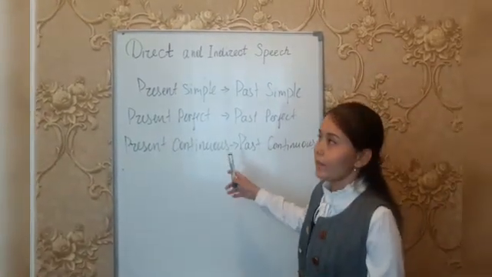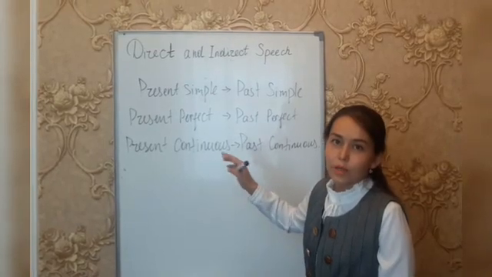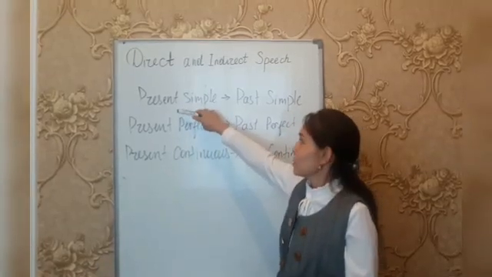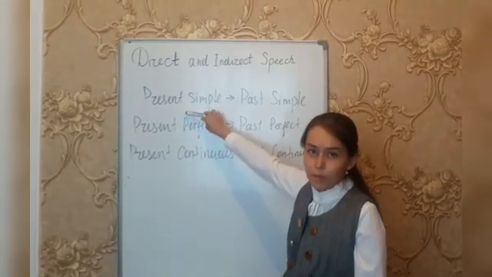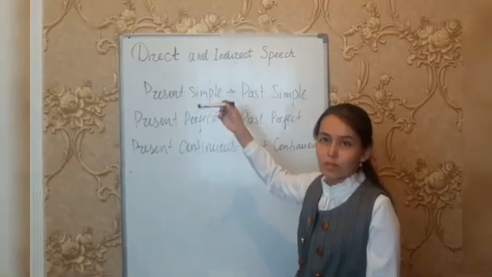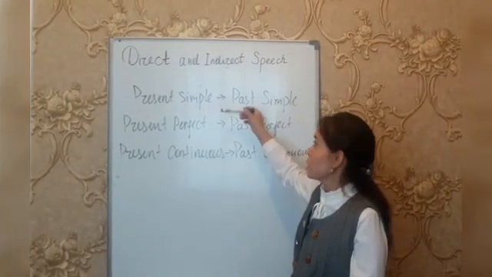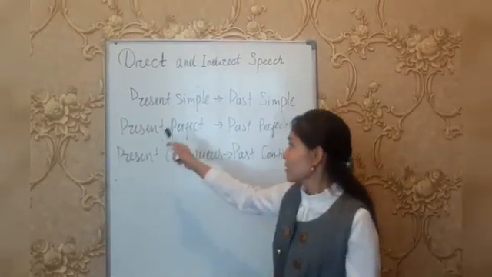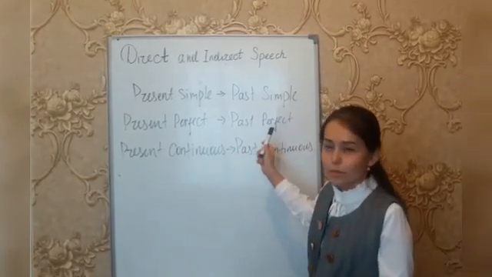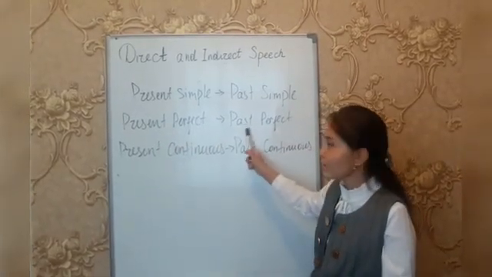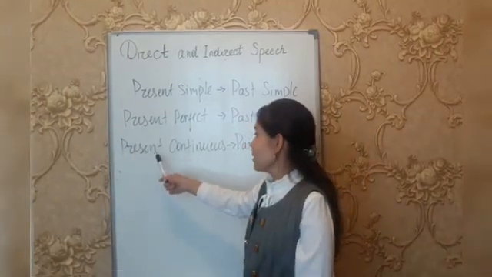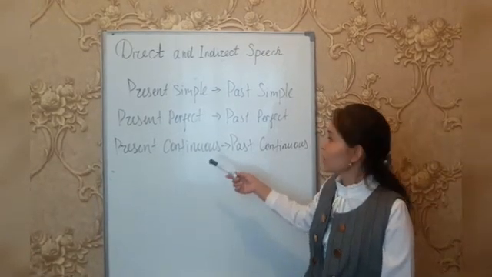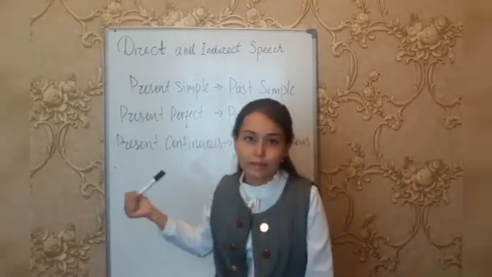So here you can see how the time changes from direct speech to indirect speech. For example, the direct sentence is in present simple, but when you are converting into indirect speech, you have to change it to past simple tense. If your sentence is in present perfect, it will be in past perfect. Similarly, if your sentence is in present continuous, your indirect speech sentence will be in past continuous tense.